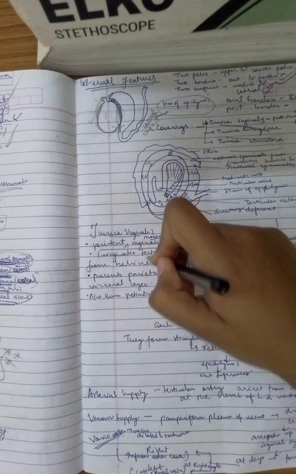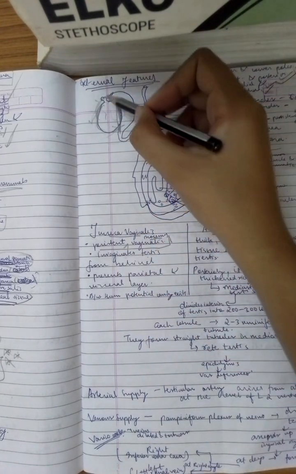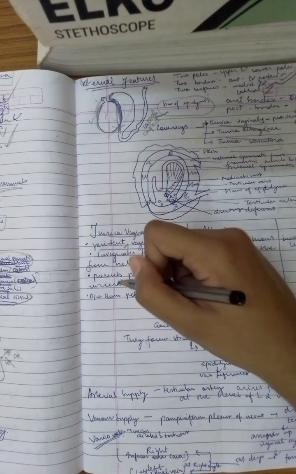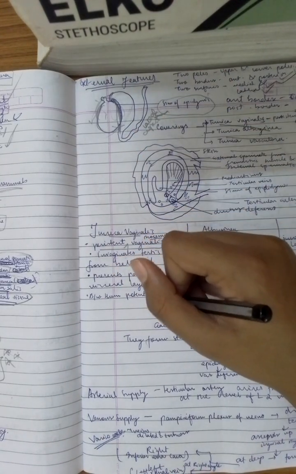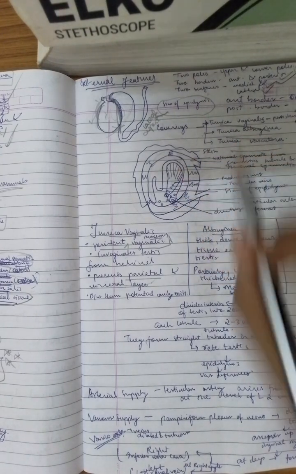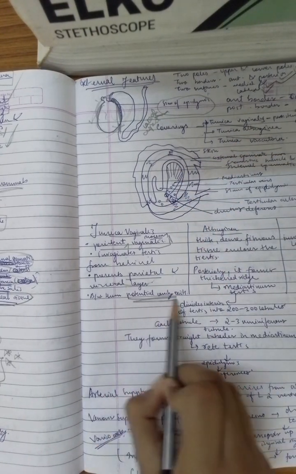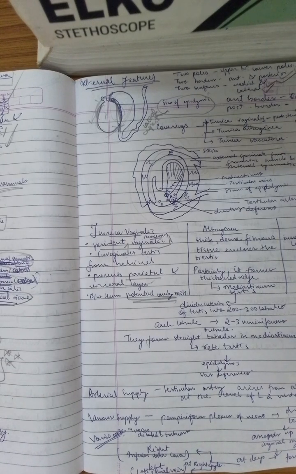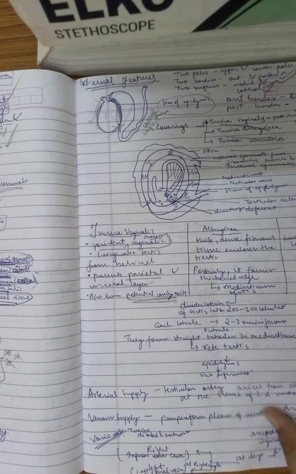Now this invaginates the testis from behind, and it presents a parietal and a visceral layer. It divides into the parietal layer and the visceral layer, and between them a potential cavity exists.